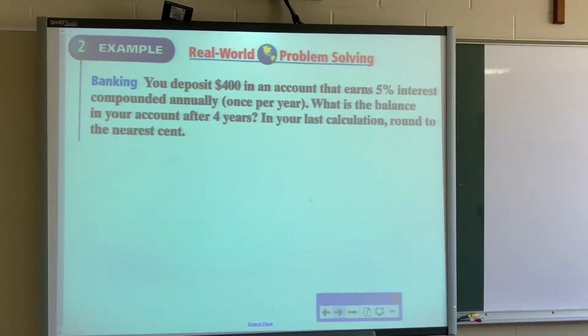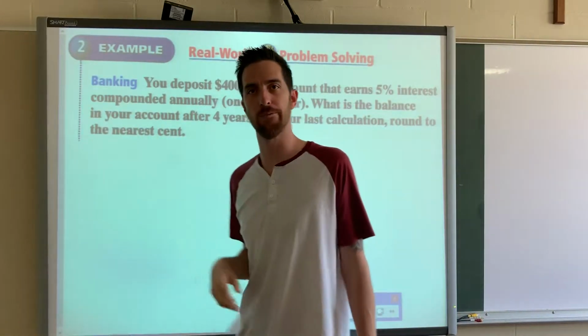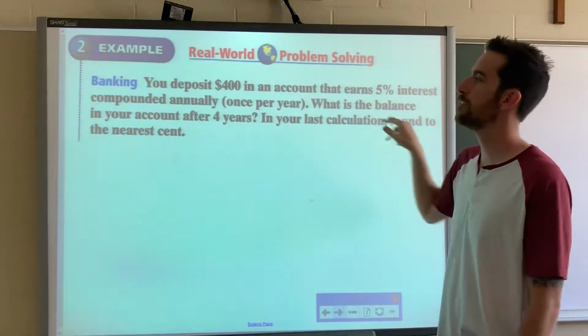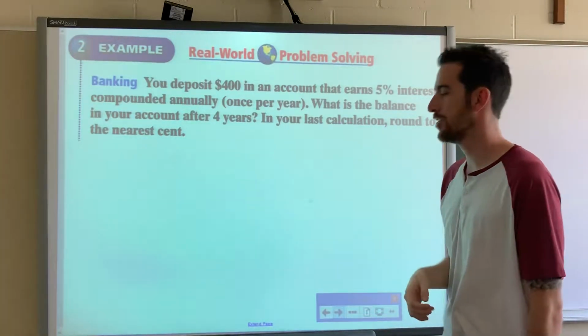You deposit $400 in an account that earns 5% interest compounded. You're going to see that word when you need to use the compound formula. Annually, once per year. What is the balance in your account after 4 years? In your last calculation, round to the nearest cent.